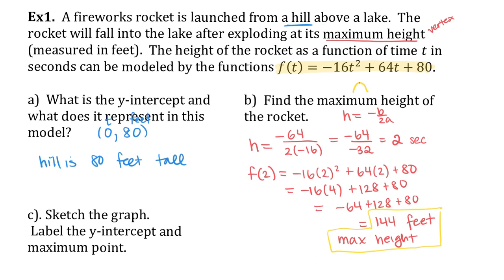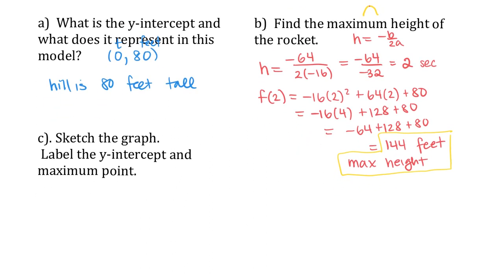Now it says sketch the graph, label the y-intercept and the maximum point. This sounds weird, but we can just sketch this. Where does this start from? It starts from 0, 80. So let's sketch a little graph. So 0, 80 is somewhere here. It's a sketch, so I'm just going to label 0, 80. So that's my y-intercept. Where's the maximum point? We found it here. It went 2 seconds, 144. So 2, 144. I don't know where that is exactly, so I'm just going to make a sketch. Since there's no scale, I'm going to label it.